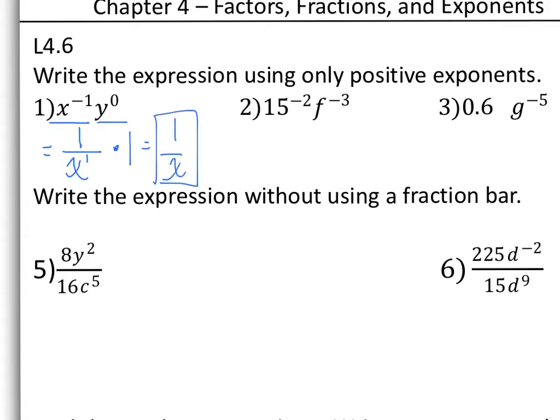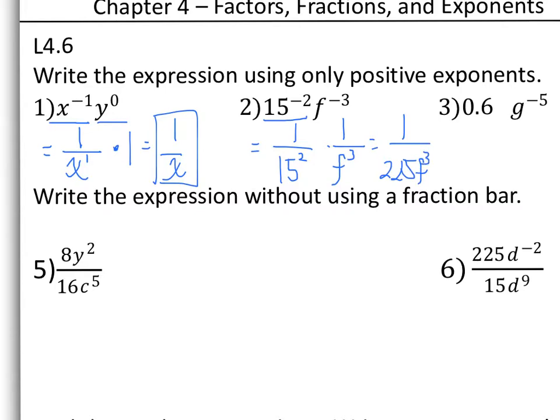Okay, and let's look at number 2. 15 to the negative 2 power. Move the negative power to the bottom. Get 15 squared. And then we move f to the negative 3 power to the bottom. We get 1 over f cubed. And then we simplify further to get 1 over 225 f cubed.